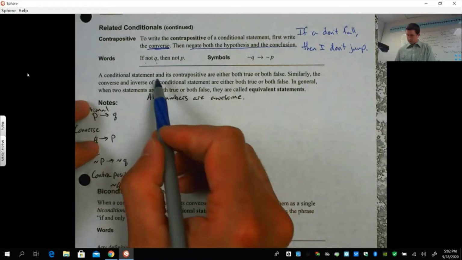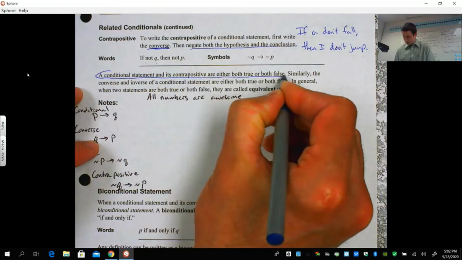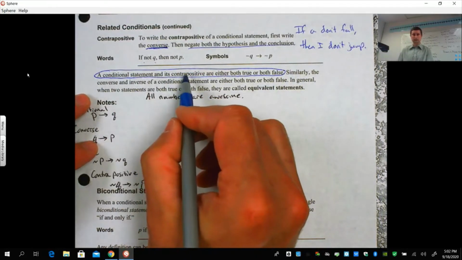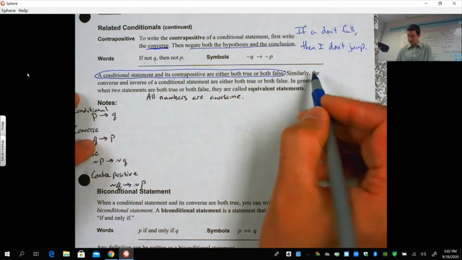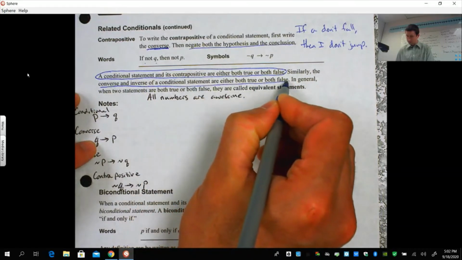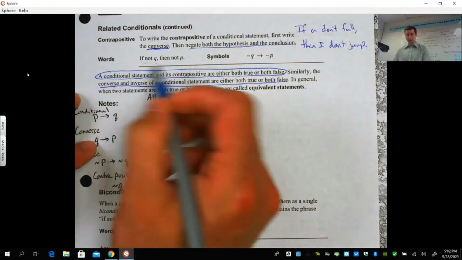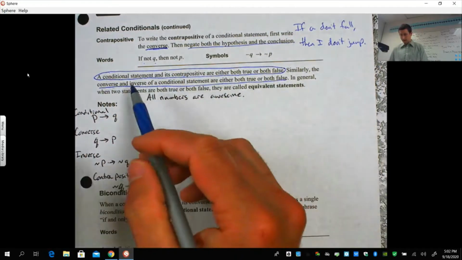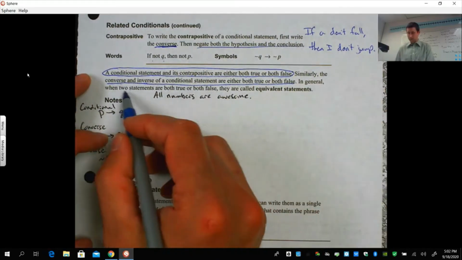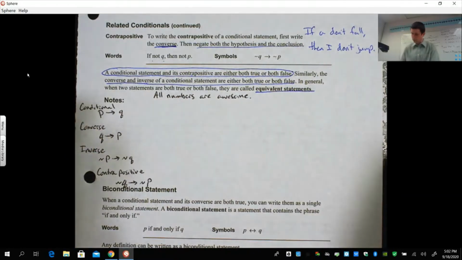So a conditional statement, this is important here, a conditional statement and its contrapositive are either both true or both false. Okay? So conditional and contrapositive are going to be linked together. Similarly, the converse and inverse of a conditional statement are both true or both false. So converse and inverse are linked together. So in general, when two statements are both true and both false, they are called equivalent statements.